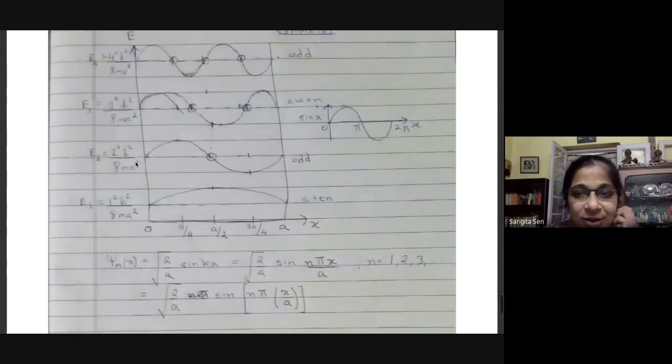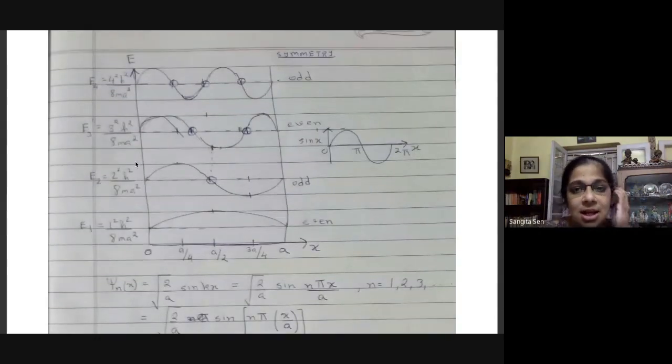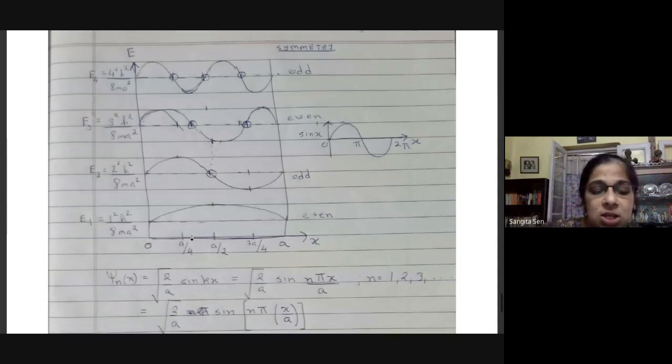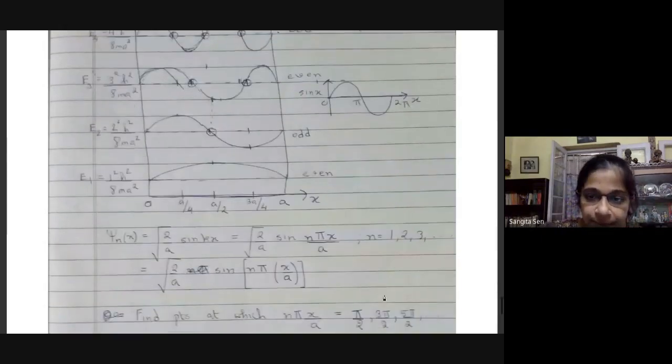Now I have drawn the picture here, so I will tell you what is meant by functions that are even, odd, and also what was the other thing that I said I will say later? Oh, the nodes. So here, this is the box from 0 to A, and this is X, and I have the various energy levels E. For n equal to 1, 2, 3, 4, I have drawn 4 wave functions.